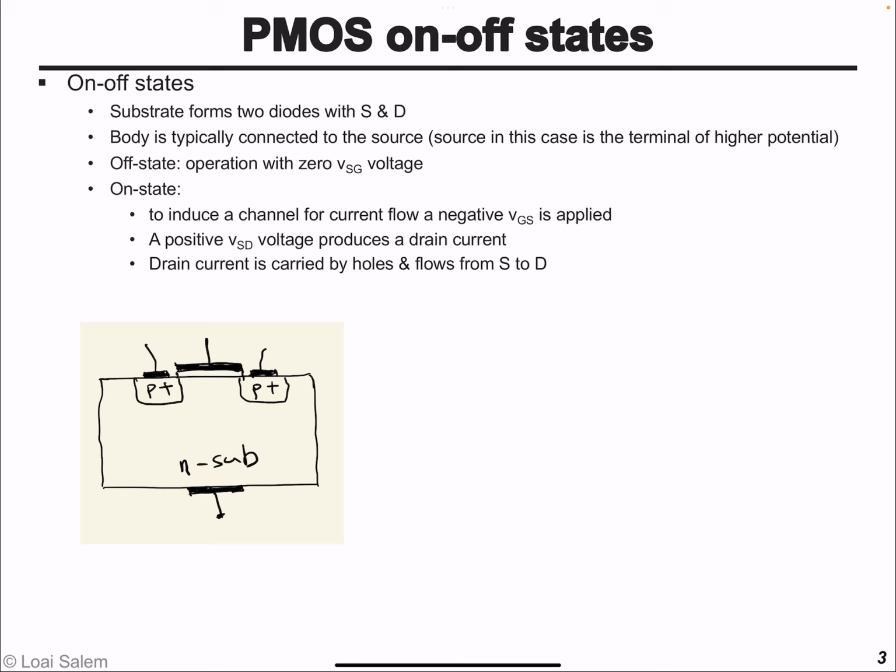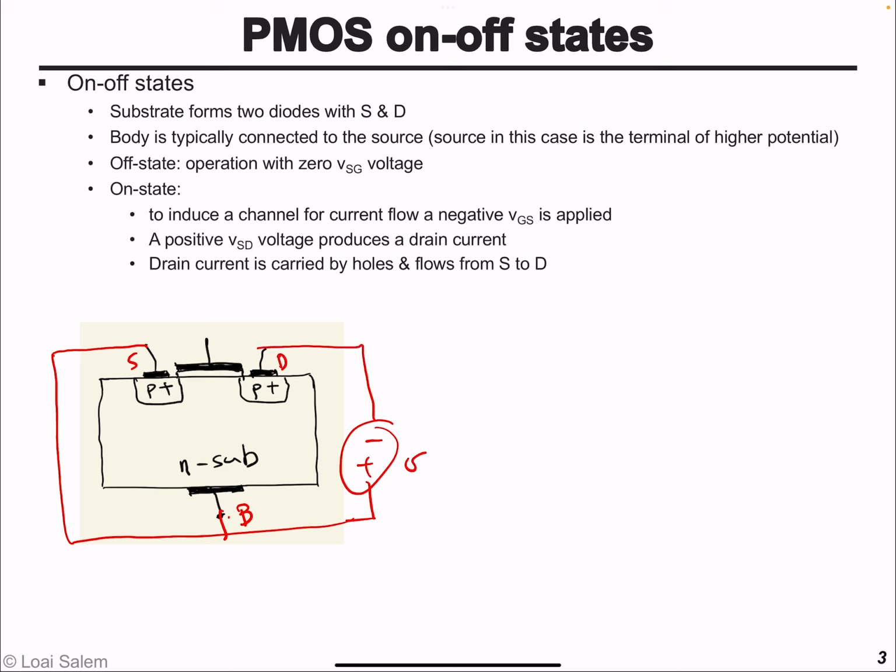We'll have the same thing. We're going to have a positive voltage difference between the source and drain. Now, instead of applying a zero gate to source voltage, we'll make the source terminal have a more positive voltage than the gate terminal. So essentially the gate terminal is at a lower potential than the source terminal.